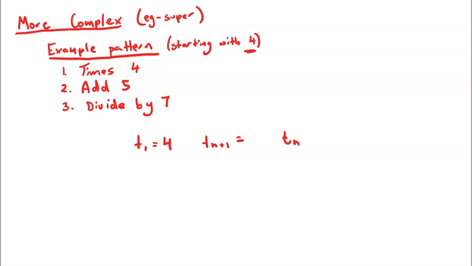So the first thing that happens is it multiplies by 4. So I'm going to write 4 times Tn. So that's the first thing that happens in my sequence. Then I add 5, so I add 5 to the result of that. And then I divide the whole thing by 7.